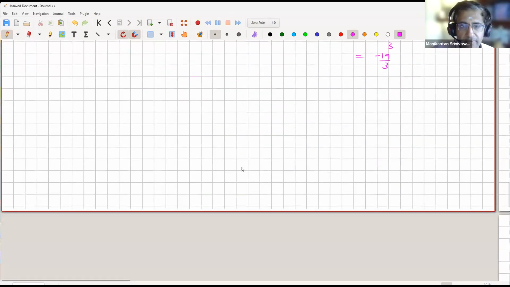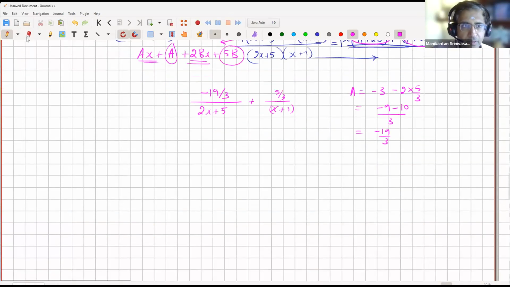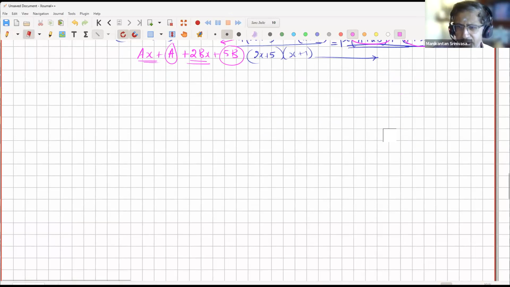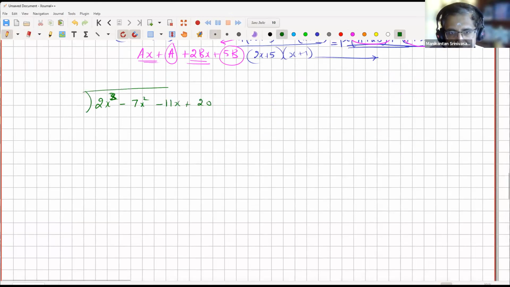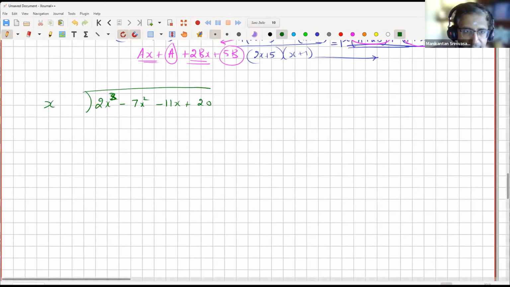Okay. So next I will go to synthetic division. And so basically the normal division versus synthetic division. So for example, suppose I have 2x cubed minus 7x square minus 11x plus 20. Okay. And suppose I have to divide it by x minus 3. Okay. So the normal division is a long division.